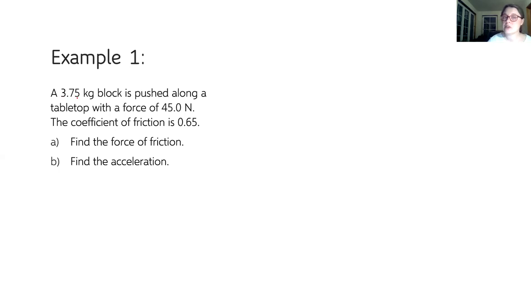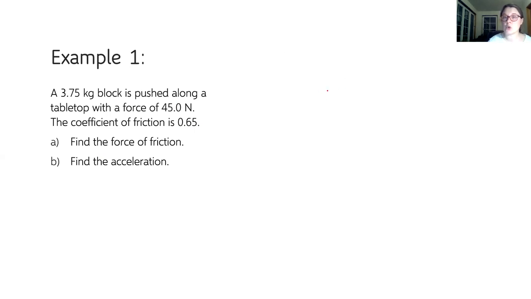A 3.75 kg block is pushed along a tabletop with a force of 45 newtons. The coefficient of friction is 0.65. You'll notice there's no units on that. I want you to A, find the force of friction, and B, find the acceleration of the block.